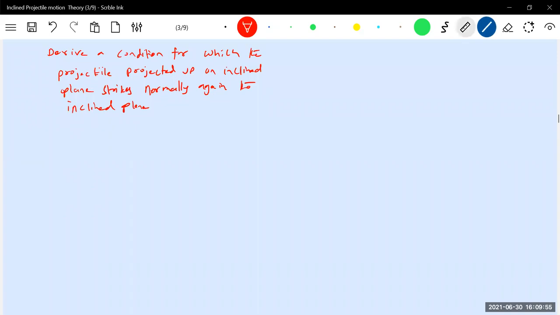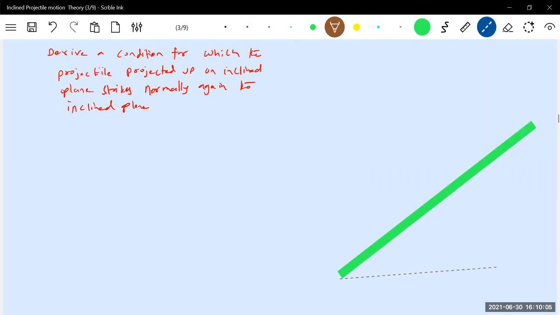So what do you mean by this? Okay, let's get the diagram. I'm projecting a body from here. It will describe a trajectory in such a way that it will strike the inclined plane here normally. Able to see this? It is in fact perpendicular here, no?